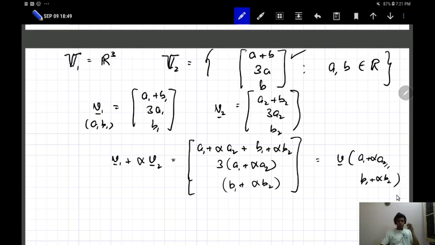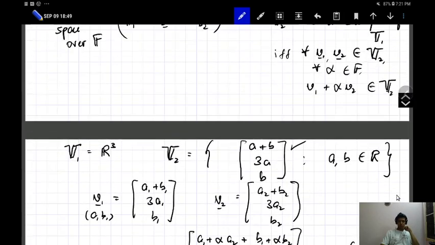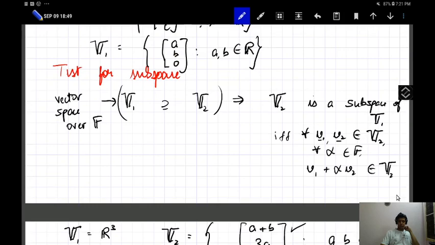So in fact you can test that. So clearly, the resulting vector is also of the same form as a plus b 3a b, where a is equal to a1 plus alpha a2, b is b1 plus alpha b2. So this is also in the set V2, and therefore, by our proposition, by this property that we have over here, this is a vector space over F.